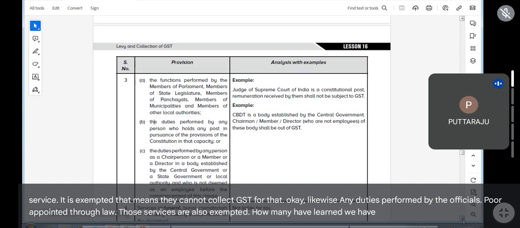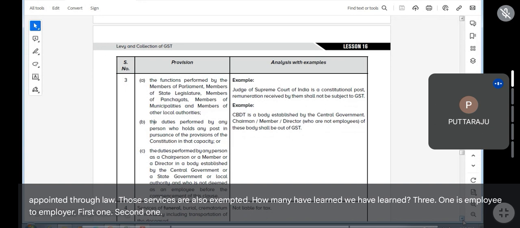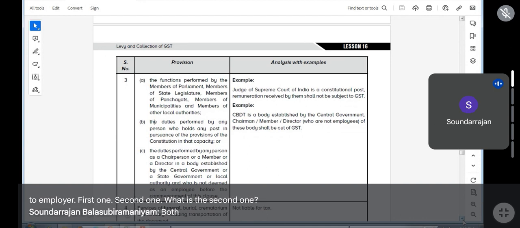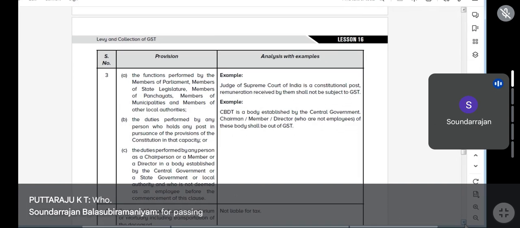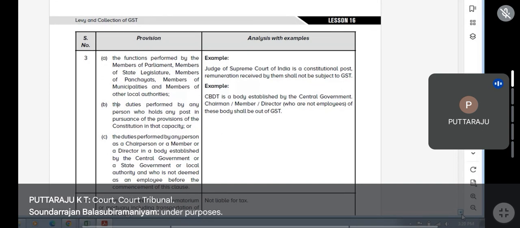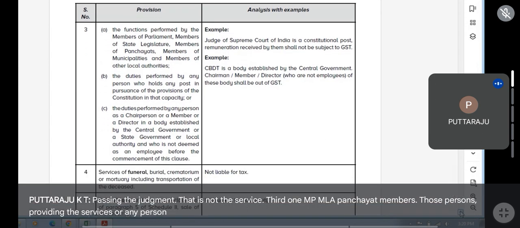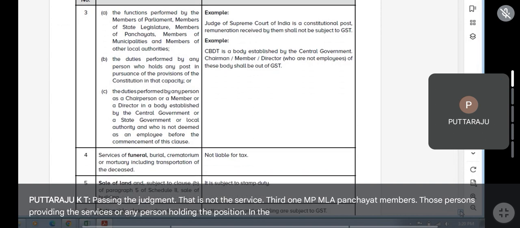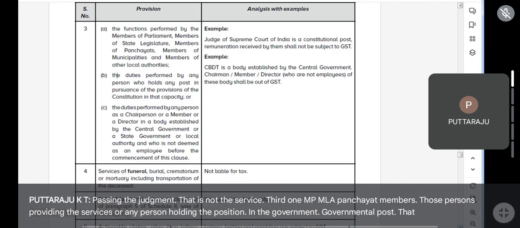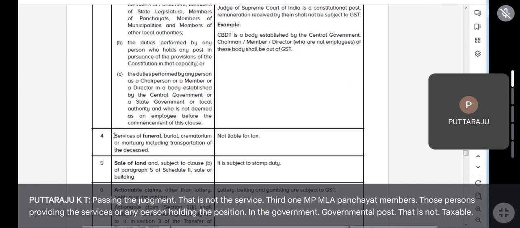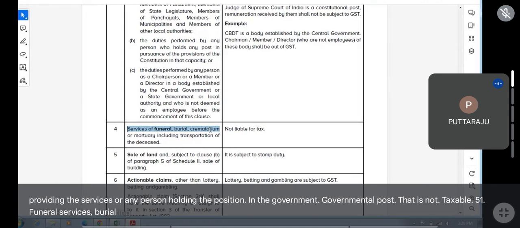How many have we learned? We have learned 3. One is employee to employer, first one. Second one, what is the second one? Court providing services. Court passing an order is not considered Court services. Tribunal passing the judgment, that is not the service. Third one, MP, MLA, panchayat members, those persons providing the services, or any person holding the position in the governmental post, that is not taxable. Fifth one, funeral services, burial, crematorium, mortuary services, including the transportation of deceased.